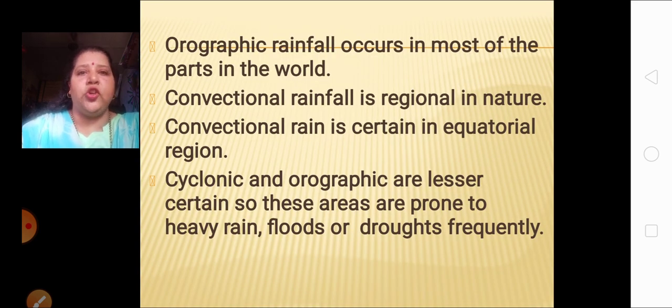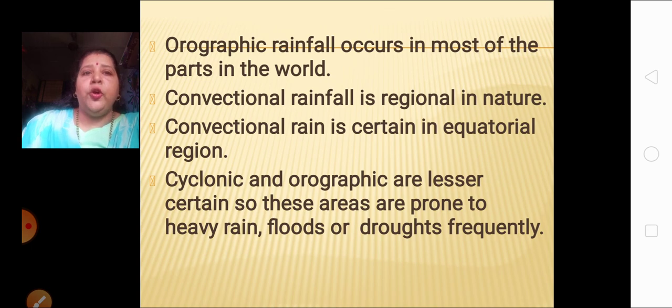Now children, let's talk about the three types of rainfall. Orographic rainfall occurs in most parts of the world. That means it covers a major part of the world. Convectional rainfall is regional in nature. It is limited to a particular region.